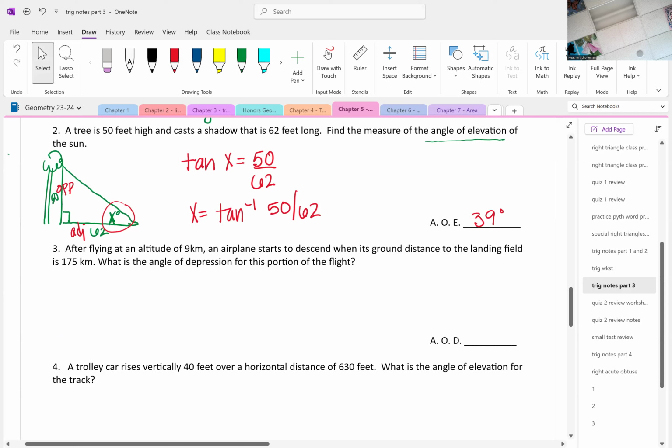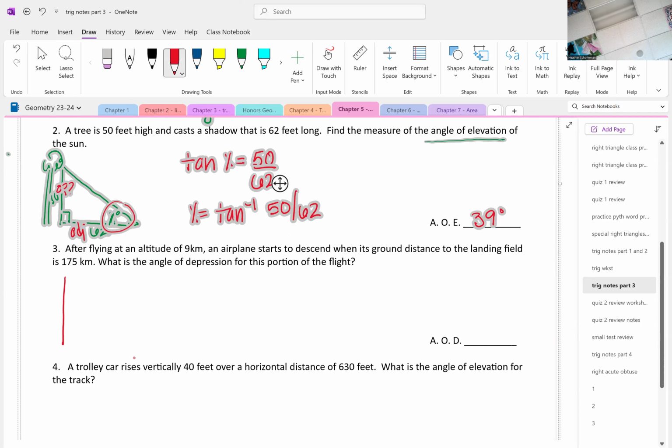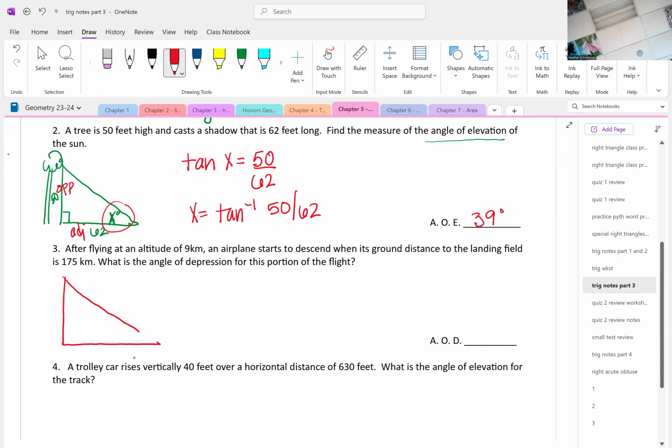All right, after flying an altitude of 9 kilometers, an airplane starts to descend when its ground distance is 175. Find the angle of depression for this portion of the flight. All right, well, even if we don't fly, we can figure a few things out. Descend means to go down. So here's my airplane and it is headed down.